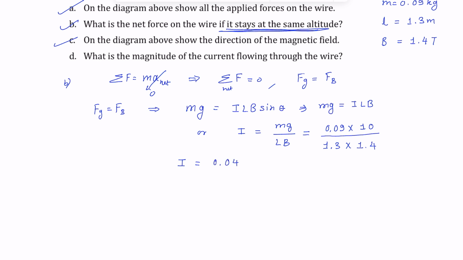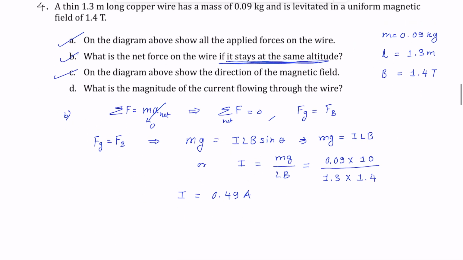And the answer we get is 0.049 amperes. Let me just quickly double check this. Oh, I got 0.49 ampere this time. So that means I might have made a mistake the earlier time or this time. So I'm going to calculate one more time. 9 times 10 divided by 1.3 divided by 1.4. Yeah, this should be the answer.